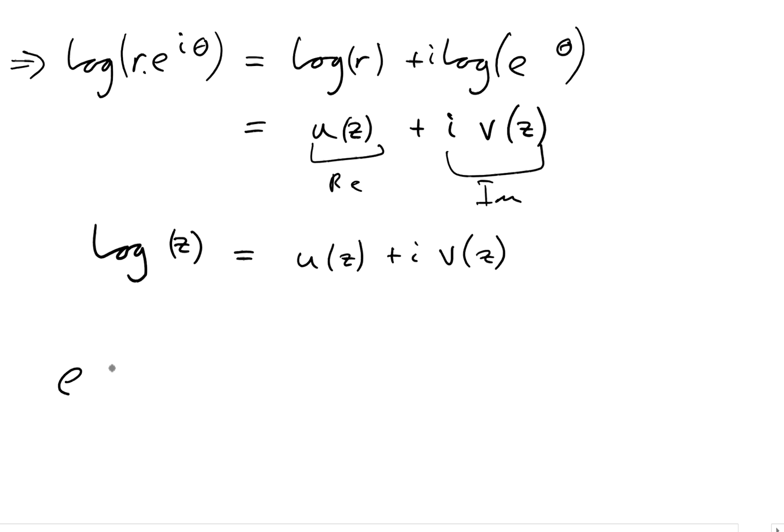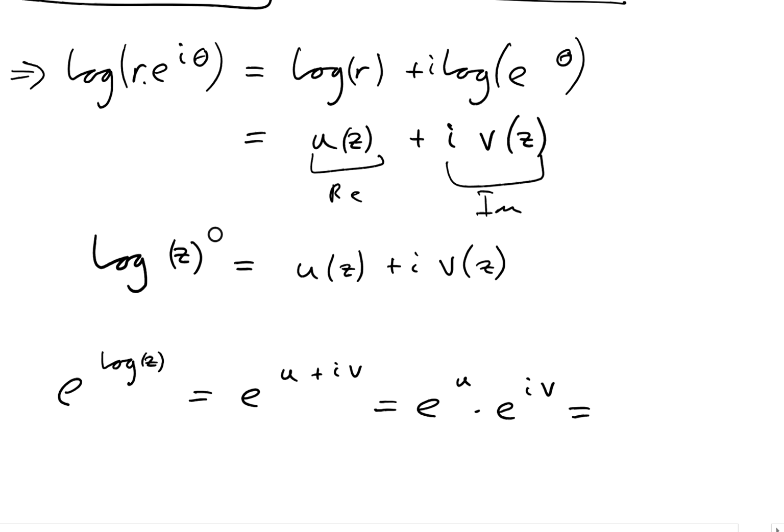So e to the logarithm of z, which I've said is just going to be equal to this thing here, and I'm going to drop the dependence on z. Now you're happy that u is just a function and v is a function. They're both dependent on z, so I'm just going to drop the dependence on z. So e to the u plus iv, just for convenience, is going to be equal, by exponent laws or laws of indices, to e to the u times e to the iv. And I've said that that is equal to z, which is r e to the i theta.